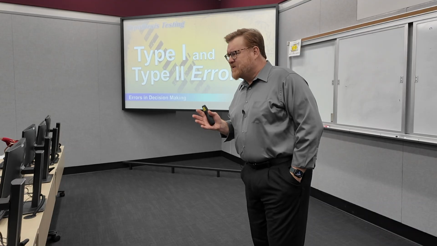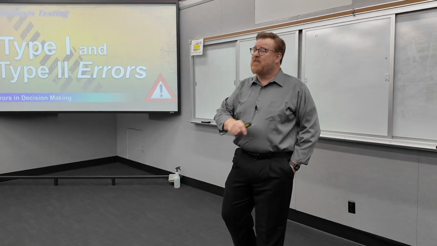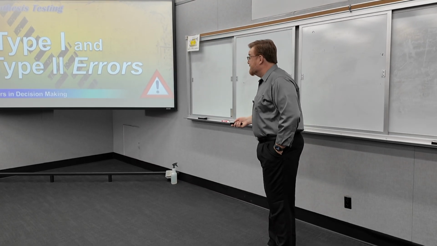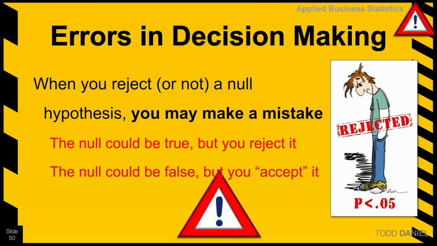Now, we've made a decision about the data, but there's one more important thing that we should consider, and that is, did we make a mistake? Anytime you reject the null hypothesis or fail to reject the null hypothesis, you could be wrong. You could make a mistake. And these mistakes are called type 1 or type 2 errors. You could reject the null hypothesis when it's true, or you could fail to reject the null when it's false.